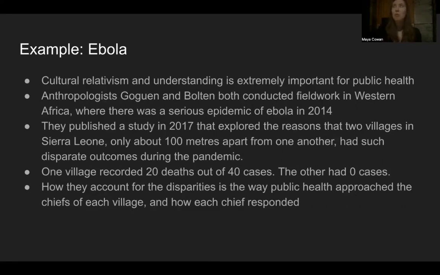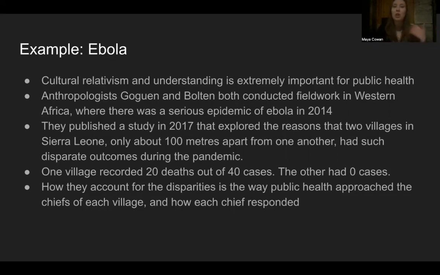I don't think either of them were there while the epidemic was still going on, but they were there before and they were there after, and they maintained a continuity of the research in their communities. And then they co-published a study in 2017 that explored the reasons that two villages in Sierra Leone, literally 100 meters apart from each other, had such crazily disparate outcomes during the pandemic.